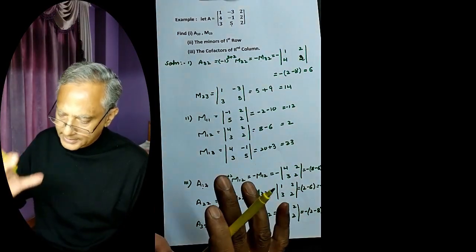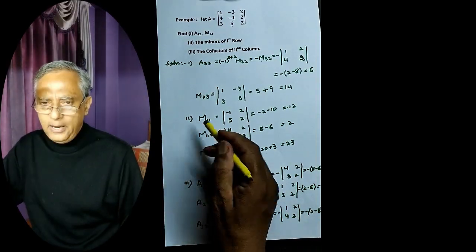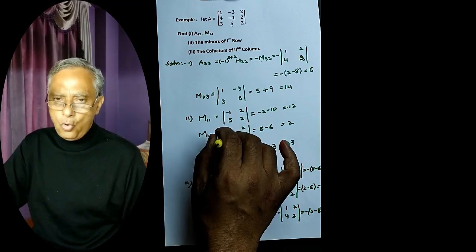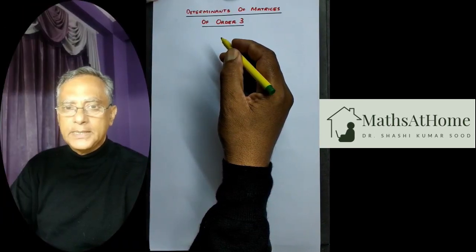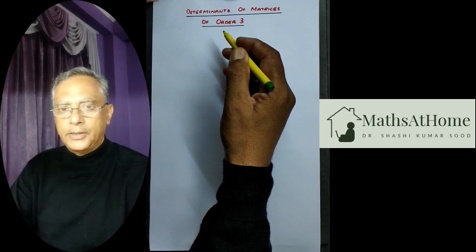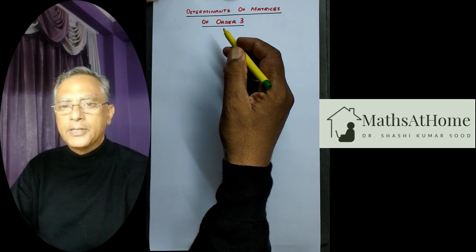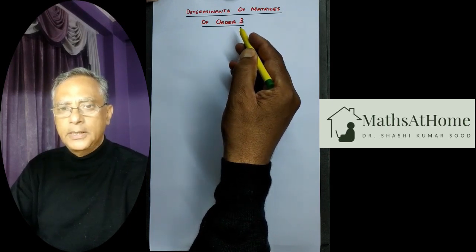So now we understand, in order to find the minor of any entry, we delete the row and column in which the entry occurs. We now discuss determinants of matrices of order 3. Order 3 means square matrix of order 3 cross 3. So we discuss determinants of square matrices of order 3 cross 3.